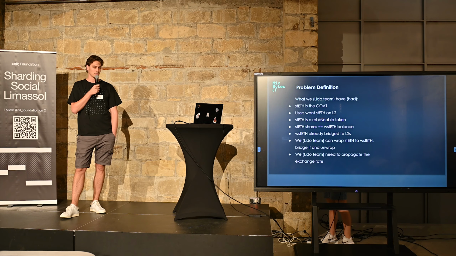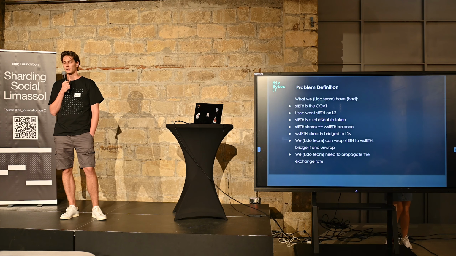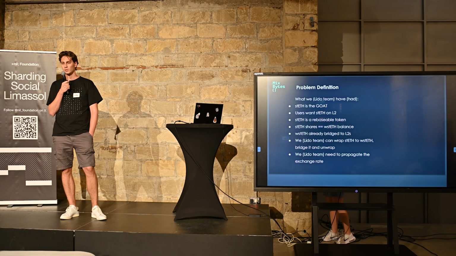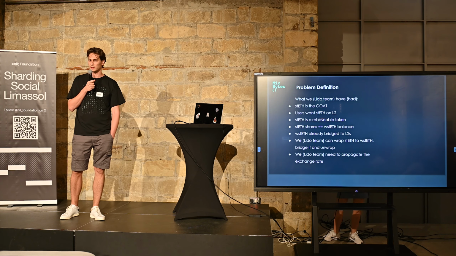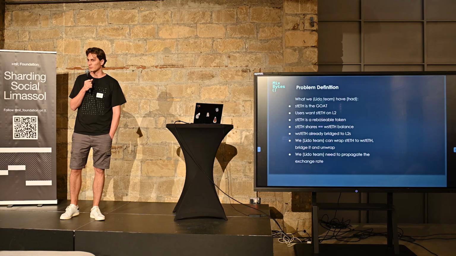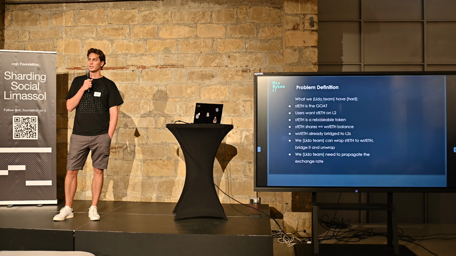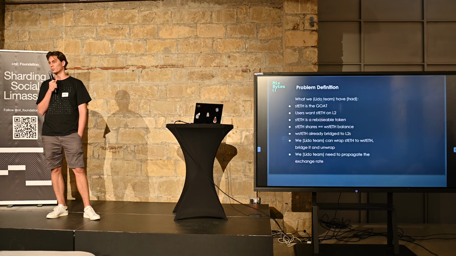Also, wrapped staked ETH is already bridged to most of the rollups, so the Lido team decided to use it as an under-the-hood solution for transferring staked ETH to the rollups. To do this, they decided to wrap staked ETH into wrapped staked ETH on the Ethereum side, transfer it to Optimism, for example, and use an exchange rate on Optimism to unwrap it back to staked ETH.